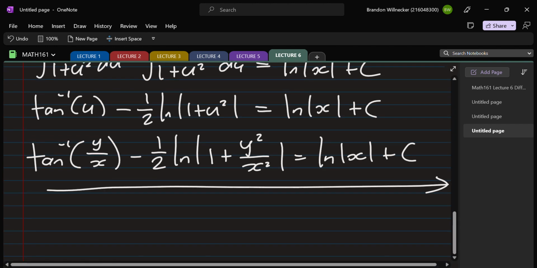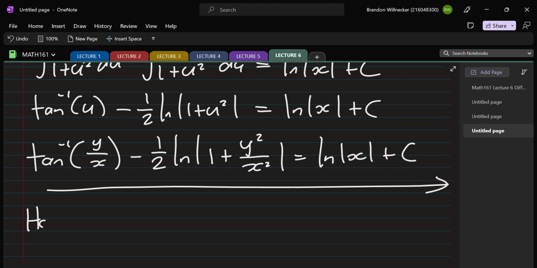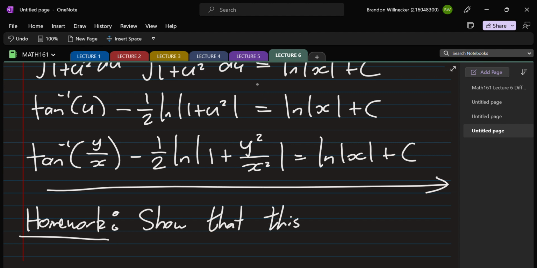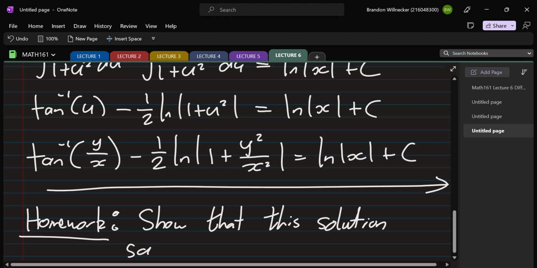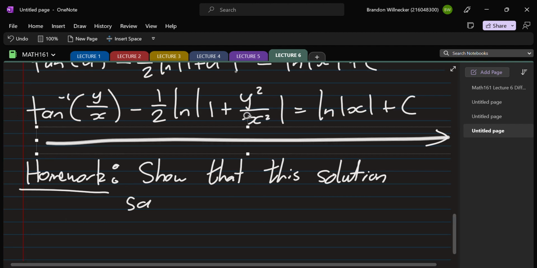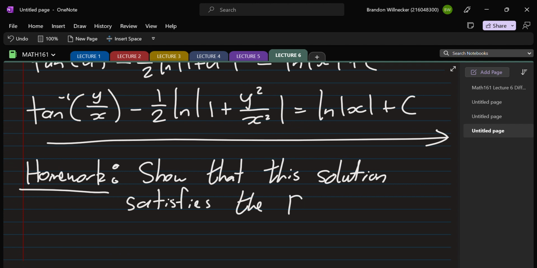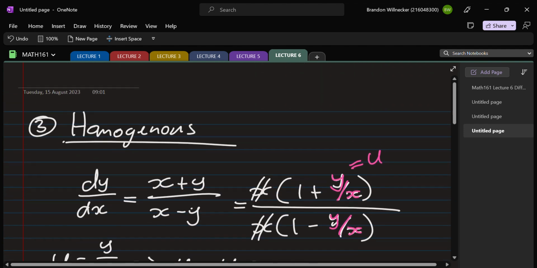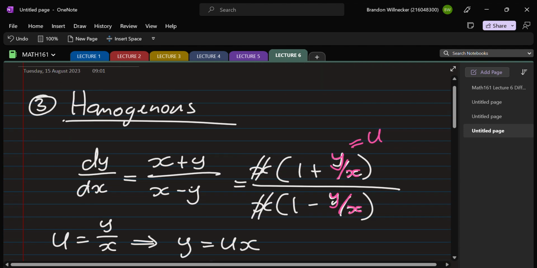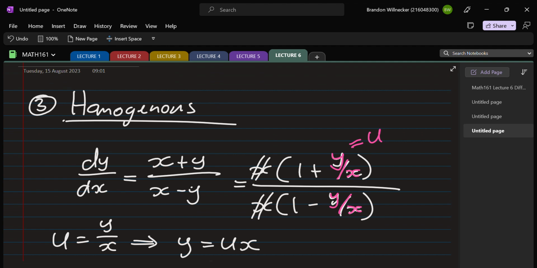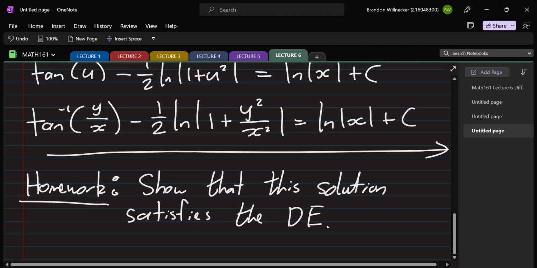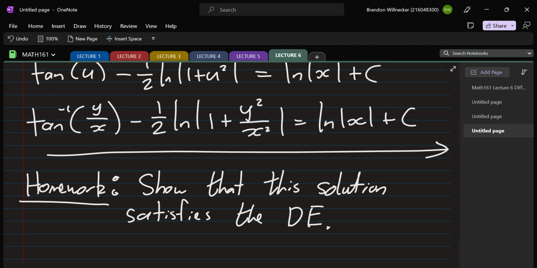Okay, so I'll just leave you with a little bit of homework. Show that the solution satisfies the original differential equation. So what we want to do is take the solution, find dy by dx, and show that we do get back to this differential equation if we substitute in. It's not so bad. Try it out, and see if you can get back to the original differential equation.